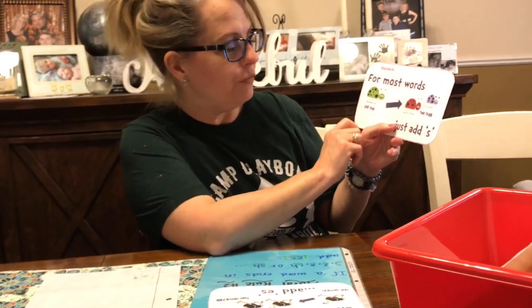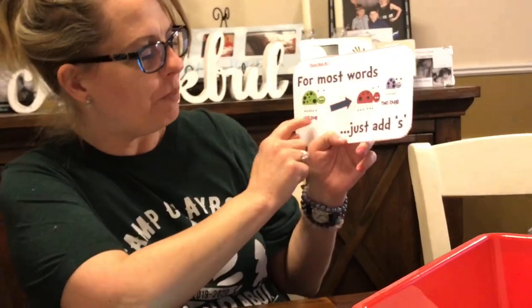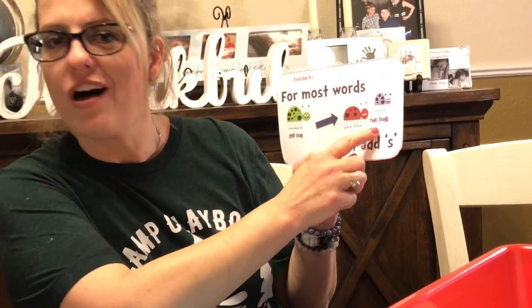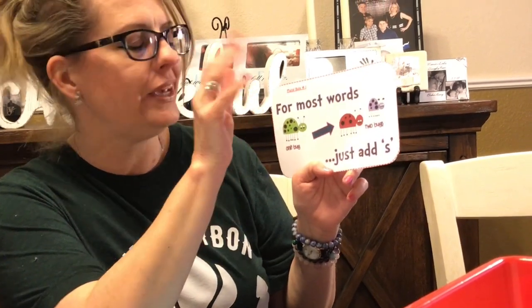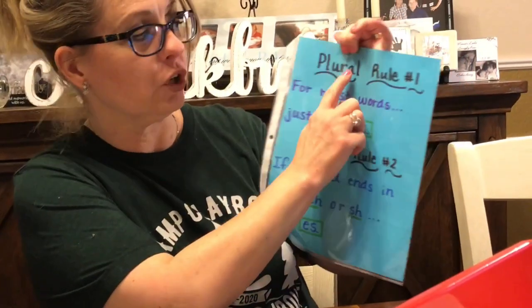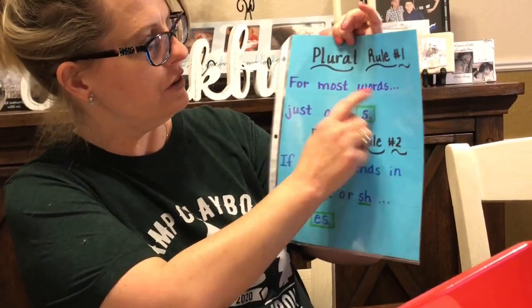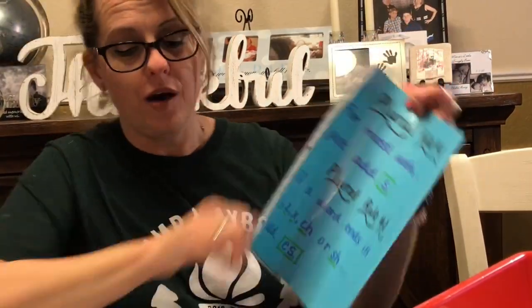Okay, so for most words, as we know, we just add S. So bug, one bug, two bugs. All you do is add an S at the end of the word. Easy peasy, okay? So I wrote that also here because this will be in a station. Plural rule number one, for most words, just add S.